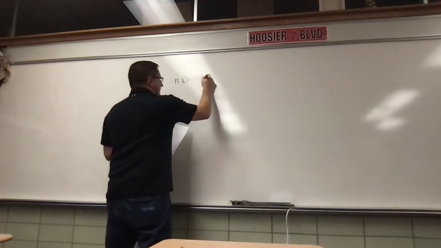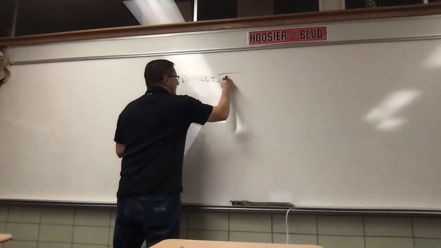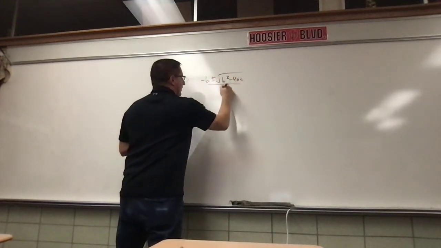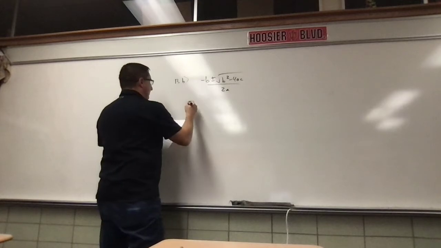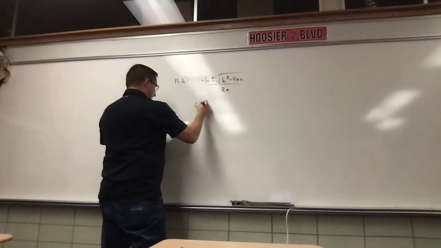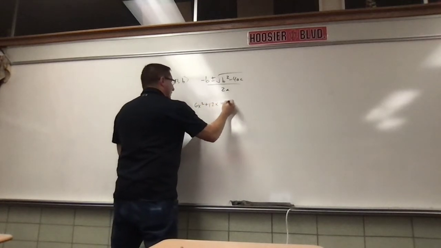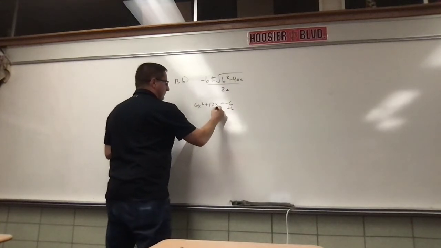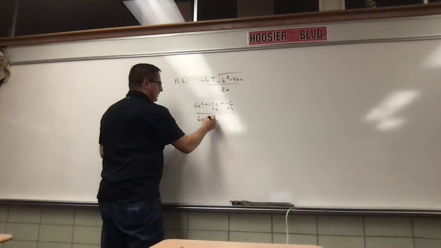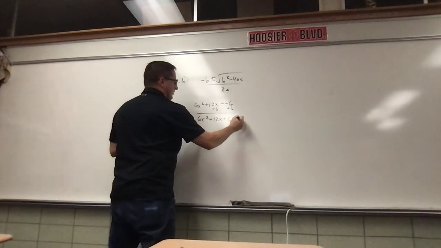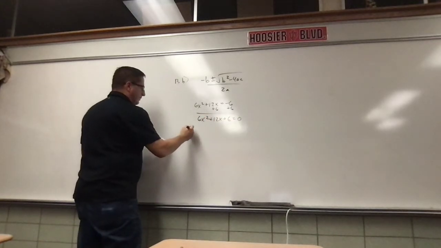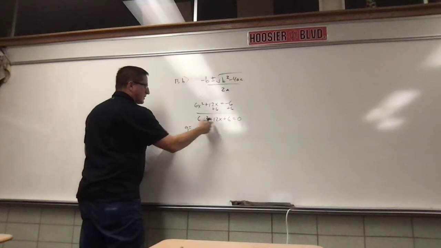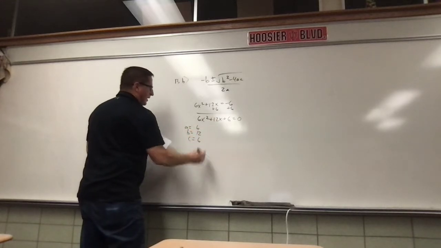The quadratic formula, remember, is negative b plus or minus the square root of b squared minus 4ac, all of that over 2a. So when we look at Part B, they give us 6x squared plus 12x equals negative 6. Remember, it has to equal 0, so I'm going to add 6 to each side. If we do that, we have 6x squared plus 12x plus 6 equals 0. So in this case, A, B, and C are 6, 12, and 6. And then we plug stuff in.